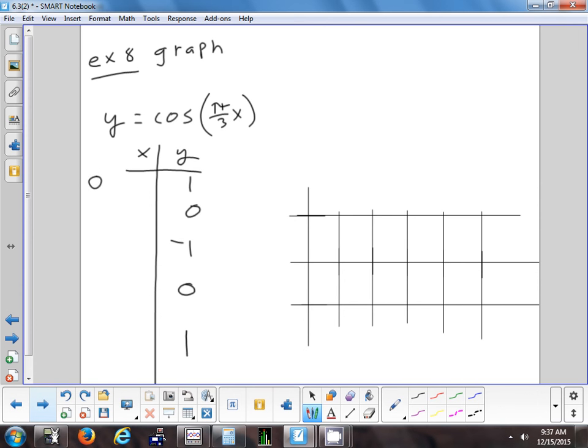Okay, the first one is 0. 0 times 3 over pi is 0. Next one is pi over 2. So pi over 2 times 3 over pi. What happens there? The pi cancels out. You said 3 over. In the top we have 3, in the bottom we have 2, which, let's do it as a decimal, is 1.5.